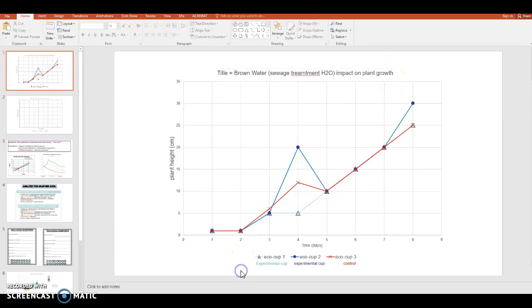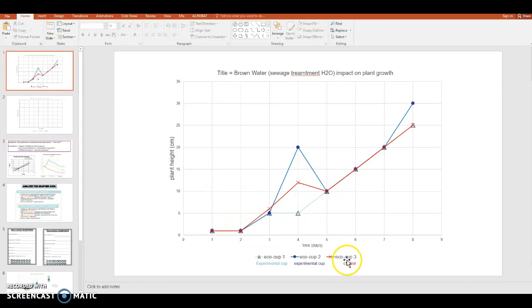So the first thing we need to do is look at the graph that we created. We have different cups with brown water in them. Eco cup number 1 is the gray lines. That was one of our experimental cups. You can see that all cups on day 1 and 2 are pretty similar. So Eco cups 1 and 2 got the independent variable. They're our experimental cups, and they got the brown water in this example. And you can see that on the first 2 days, they pretty much had the same level of growth.